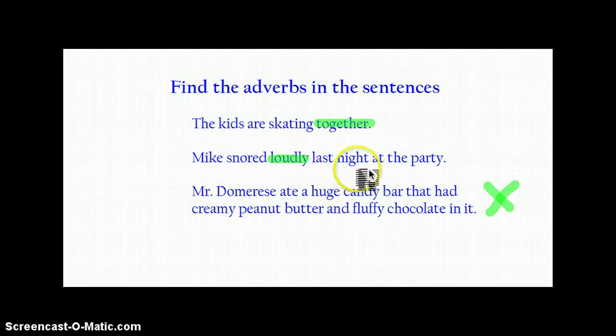A, huge, candy, creamy, peanut, fluffy. Those are all adjectives. There are not any adverbs in the sentence. There are no words that describe the verbs. Now, if we took the verb ate in the sentence, and we said Mr. Domaris quickly ate, then quickly would be the adverb. But the way the sentence is written, there are no adverbs.